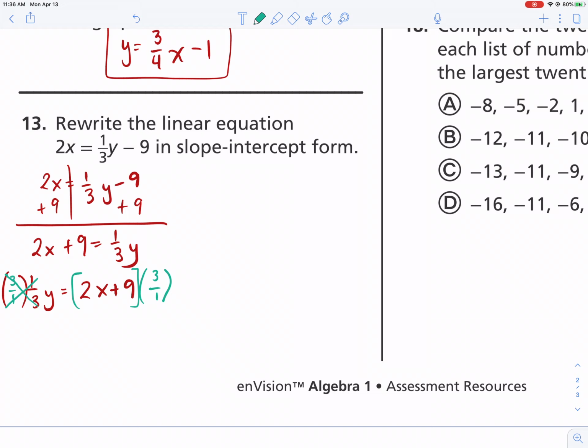So these guys cancel out, and I'm left with just y equals. I take this 3/1, which is just 3, which is nice because it's not a more complicated fraction. And I'm going to do 2x times 3 is going to give me 6x. And then I'm going to do 3 times +9 is going to give me 27. So rewriting that equation that we had, we're going to end up with y equals 6x plus 27, which is a lot simpler to graph if they asked us to do that.